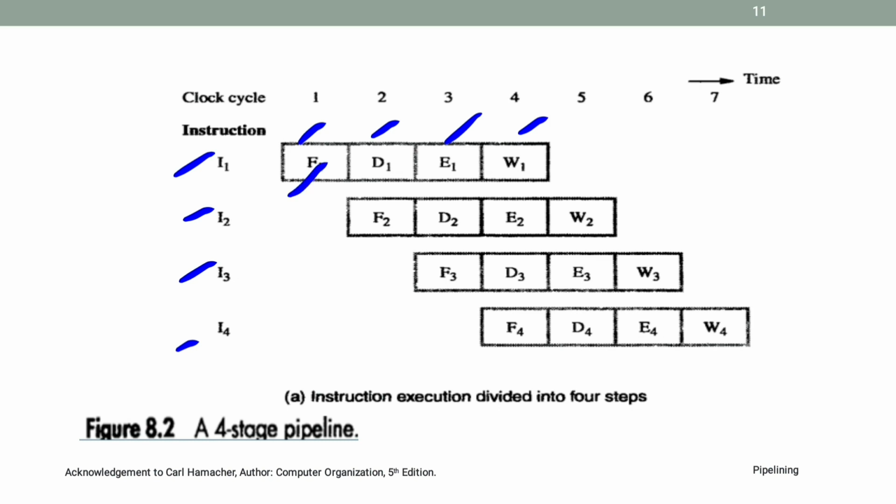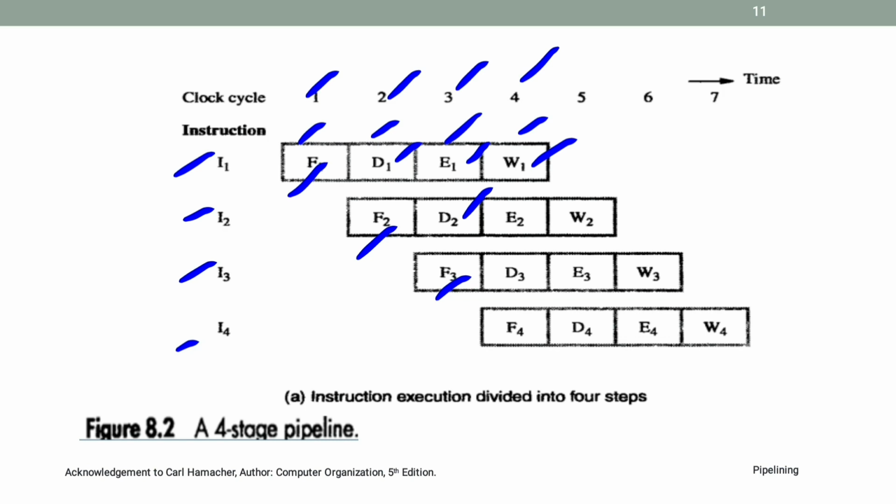So in the first clock cycle, the instruction 1 is fetched. In second clock cycle, instruction 1 is decoded. At the same time, instruction second is fetched. In third clock cycle, the first instruction is executed, second instruction is decoded, and third instruction is fetched. In fourth clock cycle, whatever result is produced after execution of first instruction, that is written onto destination location. So first instruction execution is over here.